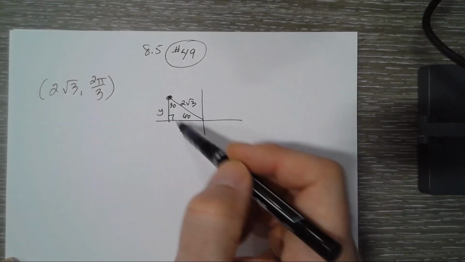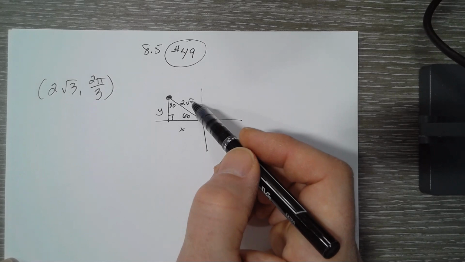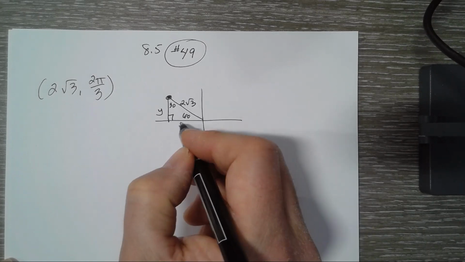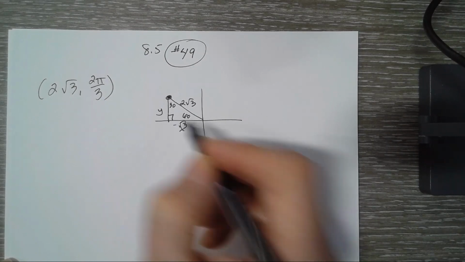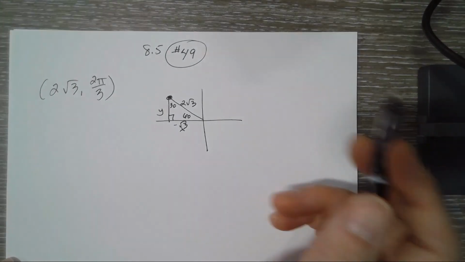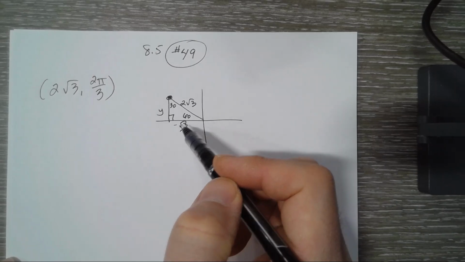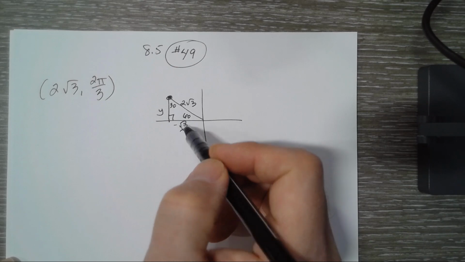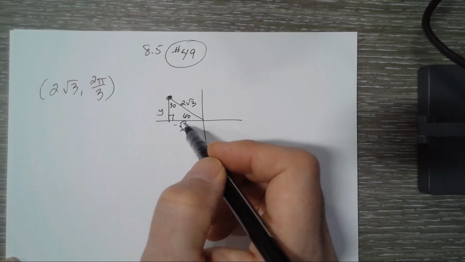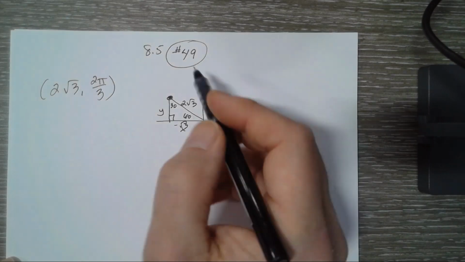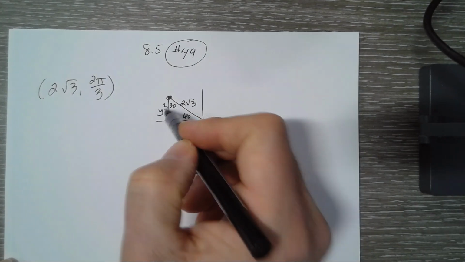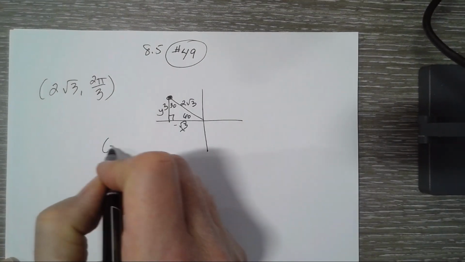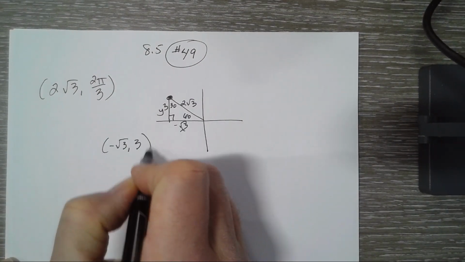Opposite 30 is always half of the hypotenuse. So if that's the hypotenuse, take half of it, divided by 2, we get the square root of 3. And it's negative because we're going to the left. And the y value is always the short side times the square root of 3. So negative square root of 3 times the square root of 3. So square root of 3 times square root of 3 is 3. So I get 3 for my y value. Okay, so the ordered pair is negative square root of 3, comma 3.